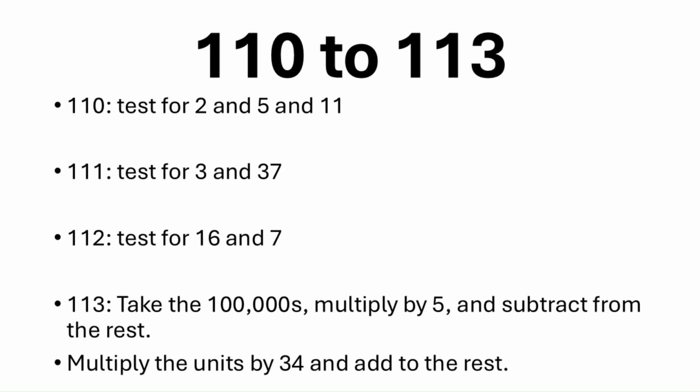110, test for 2 and 5 and 11. 111, test for 3 and 37. 112, test for 16 and 7. 113, take the 100,000s, multiply by 5, and subtract from the rest. Multiply the units by 34 and add to the rest.